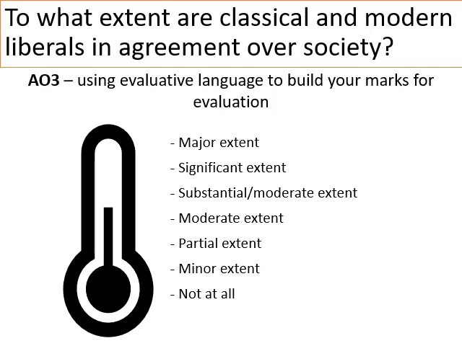You want to be mentioning them at the end of each of your main body paragraphs and also in your conclusion. So do they agree to a major extent, significant extent, substantial, moderate extent, minor extent, or maybe not at all? Now, what I'd like to remind you is we really shouldn't be arguing that they don't agree at all. Otherwise, they're not liberals. What makes them liberals is that there will be some agreement amongst them.